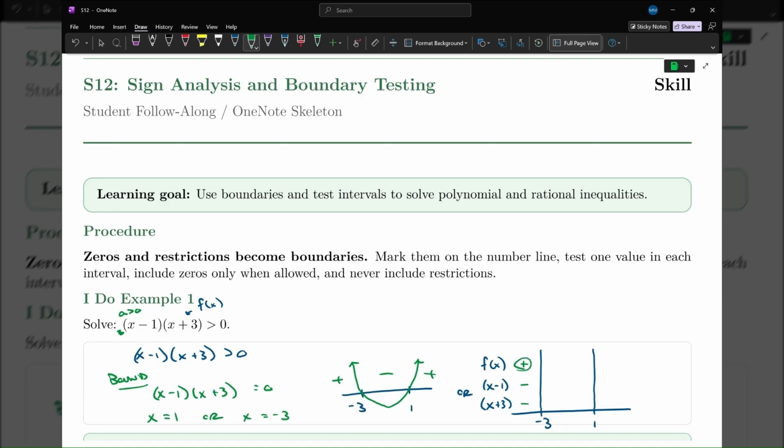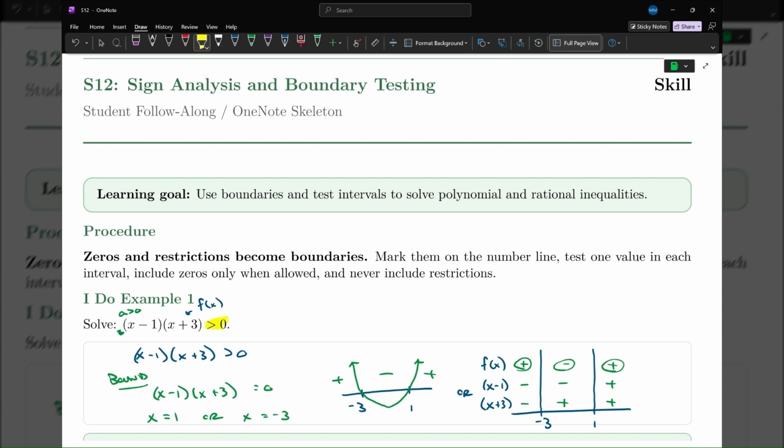Okay, next. Between negative 3 and 1, let's check 0. 0 plus 3 will be positive. 0 minus 1 will be negative. So now I have one negative, and my whole function acts negative. And then bigger than 1, let's try 10. 10 plus 3 positive, 10 minus 1 positive. Positive times positive is positive. So notice these signs do align with each other, right? Positive, negative, positive.